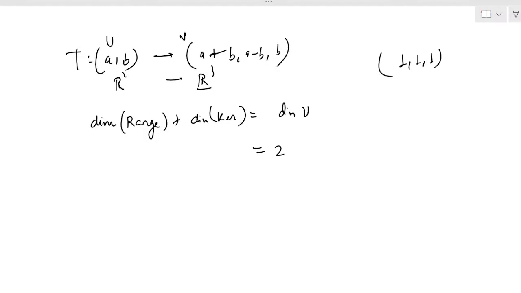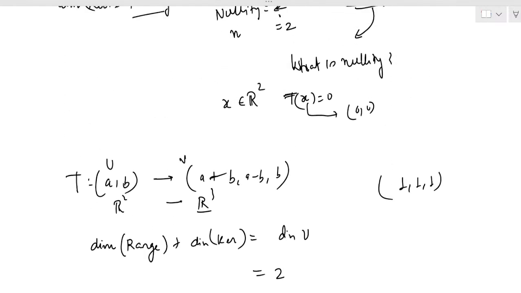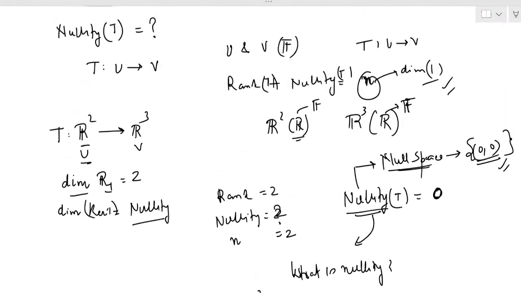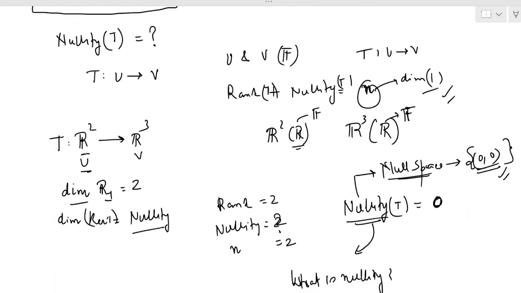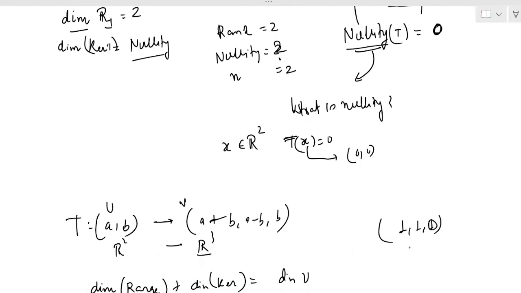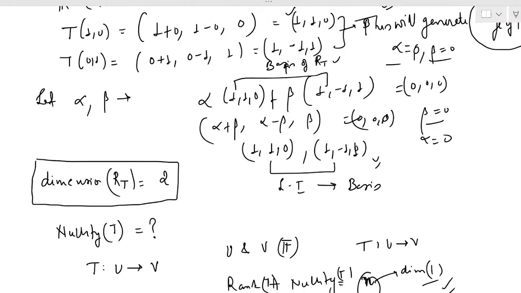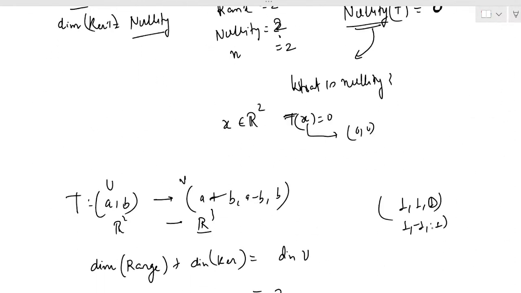1 comma 1 comma 0, and the other one was 1 comma minus 1 comma 1. So these two are the basis of the range. So what would be the dimension of range? Dimension of range would be 2.